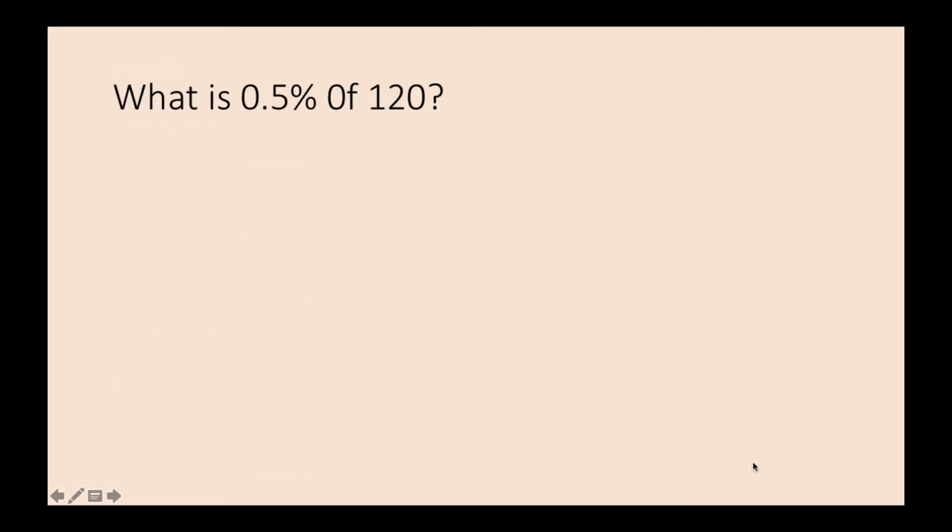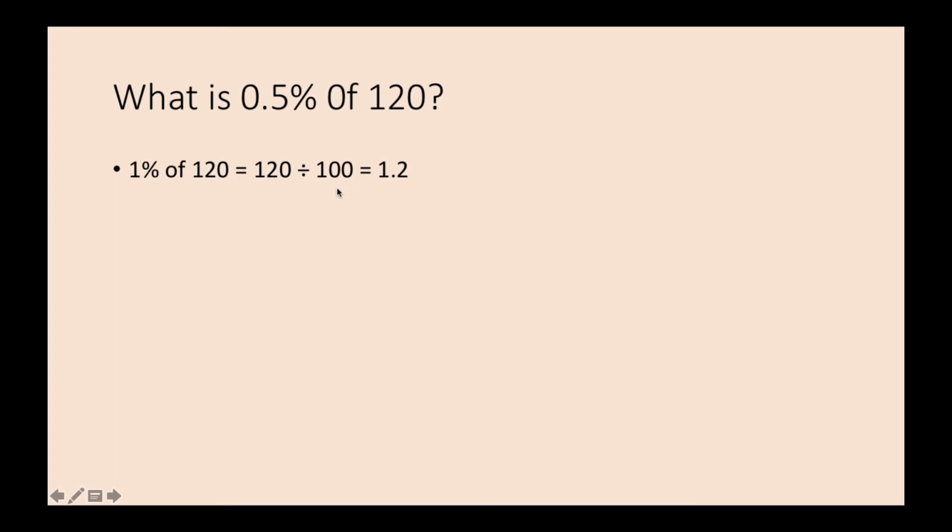So, what is 0.5% of 120? This one sounds a little bit tricky, but really it's not so bad. 0.5%, if you can remember, means a half of a percent. To find 1%, we have to divide this by 100. 1% of 120 is 120 divided by 100. You've just written it down as well.